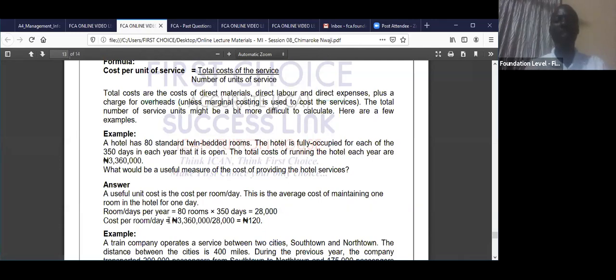Now we see that to maintain the hotel in a year is going to be 3,360,000. Now divide it by 28,000. It means that if we charge 120 naira per day for a room, that is the minimum cost for the service. So you see, if we were to charge 120 a day, we will get this amount in the year that will be enough to run the rooms. So this represents the minimum that the service can charge.